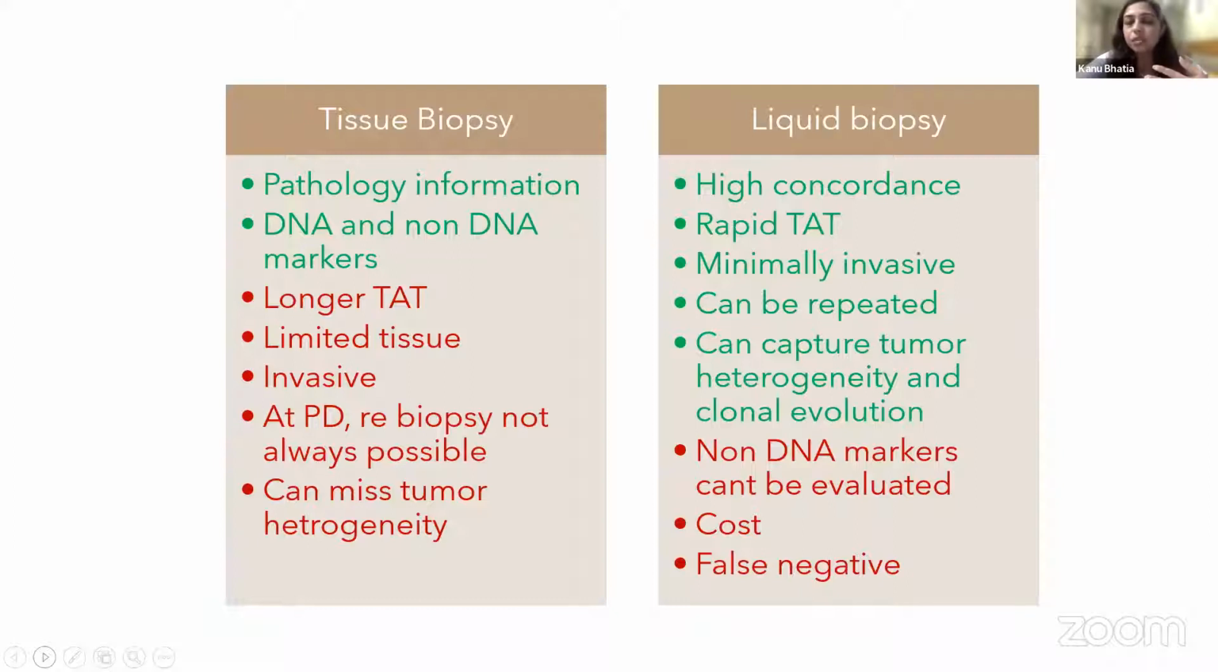So it will take 7 days for your histopath to come, then 7 more days for some markers, and then further molecular markers. So approximately 21 to 28 days it takes till you can give an answer to your patient. Most of the time, like I said, there's very limited tissue available. So you are in a dilemma on what to send and what not to send. Obviously, it's an invasive procedure. And at progressive disease, a rebiopsy is not always possible. Patient will just not agree to do a biopsy.